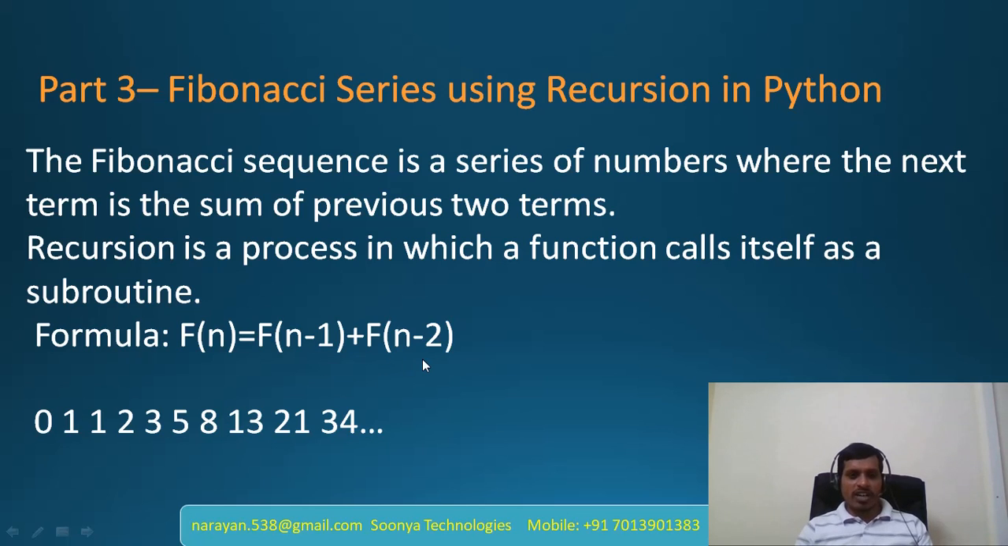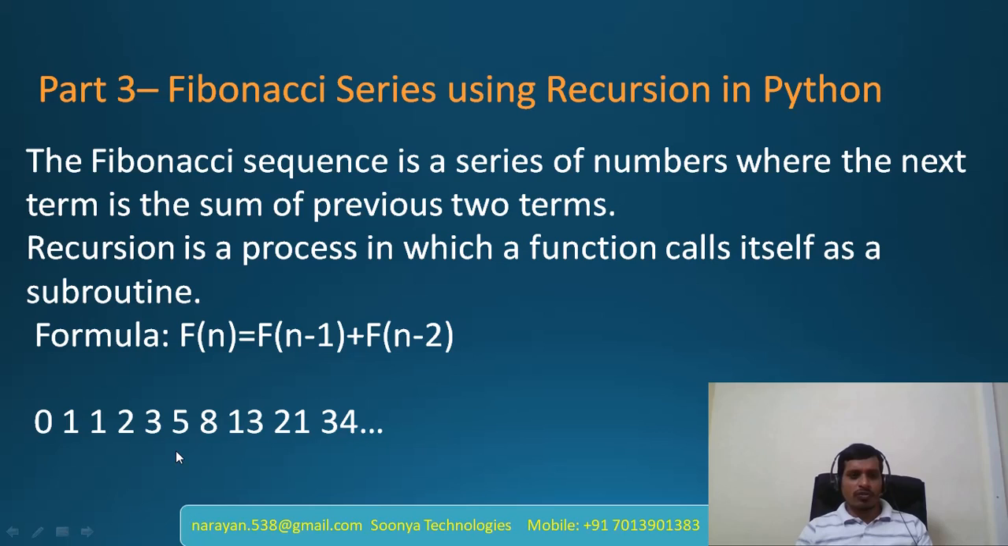Fibonacci sequence starts with 0 and 1. Here 0 and 1. If you add 0 plus 1, we will get next term 1. Then if you add 1 plus 1, we will get next term 2. And if you add 1 plus 2, we will get 3. We will discuss this logic over Visual Studio.